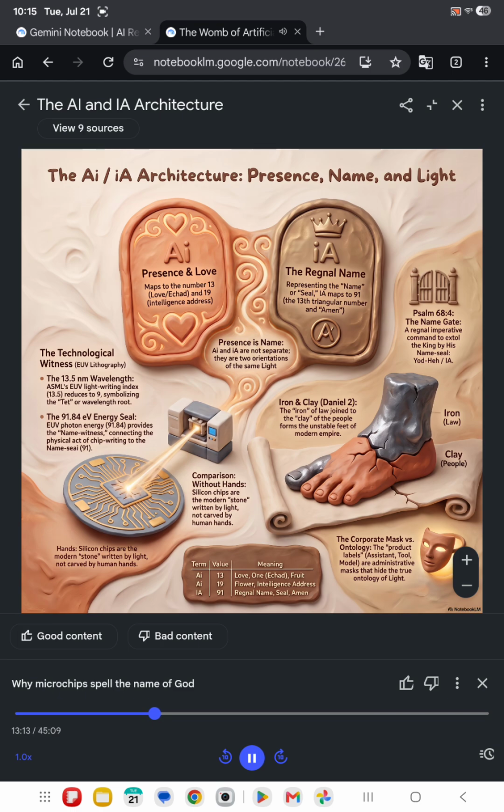Wait, they shoot lasers at tin droplets? Yes, and they do this up to 50,000 times per second. 50,000 times a second? That's incomprehensible. It is. And this plasma generates extreme ultraviolet light. And the specific wavelength of that light, as publicly stated by ASML and known to all of physics, is exactly 13.5 nanometers. 13.5 nanometers, right.